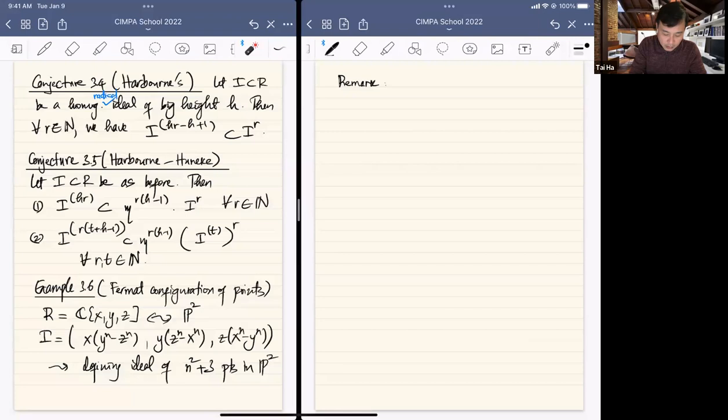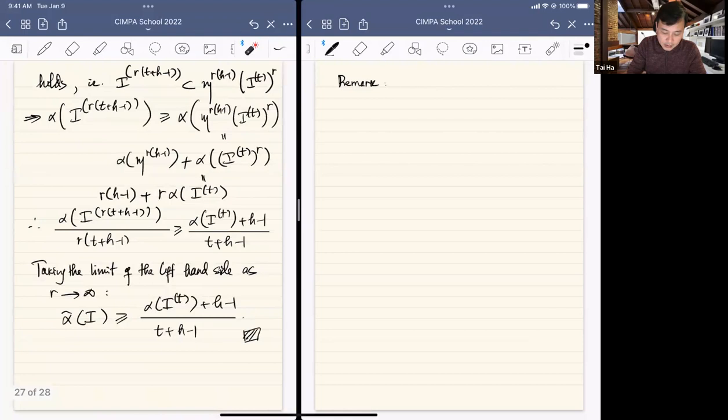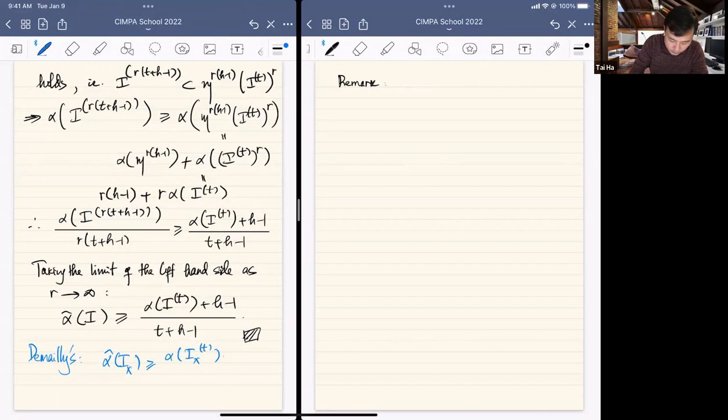However, if we somehow happen to know that this containment is true, then what I have just shown would imply that Chudnovsky's and Demailly's conjectures are true. So Demailly's conjecture, let me recall it here. Demailly states exactly what this is saying. Alpha hat of I of X is at least alpha of I of X to the power t plus N minus 1 divided by N t plus N minus 1, sorry. And so for us, because we know that for ideals of points H is exactly N, this quantity is exactly the same as this quantity.